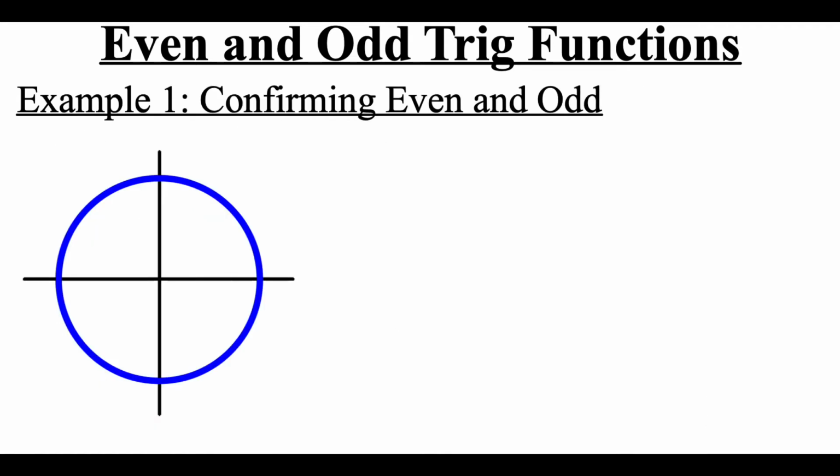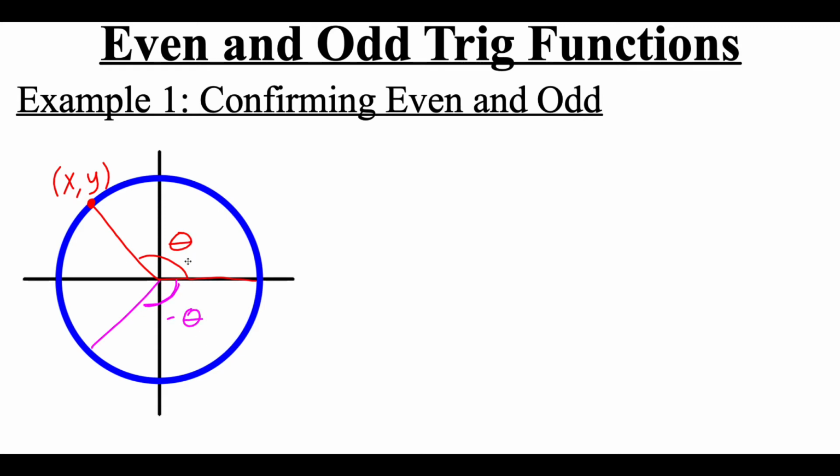So in this example, we're going to be confirming the even and oddness of the sine and cosine functions. So what I'm going to do is graph out a couple of angles in standard position. This first angle that I'm going to graph out, I'm going to call that angle theta. And that's going to be a positive angle rotating in the counterclockwise direction. Now we don't know exactly where it's landing on our unit circle, but it's going to have just a general ordered pair x and y. Now the other angle that I'm going to graph out is going to be negative theta. So it's going to be the exact same size, but it's going to rotate in the clockwise direction instead.